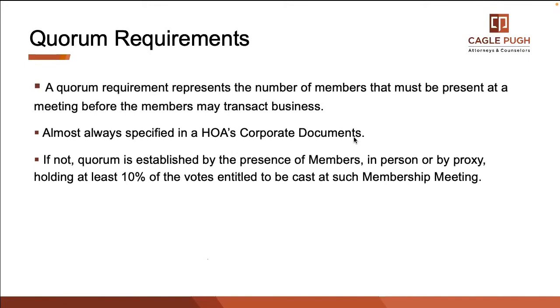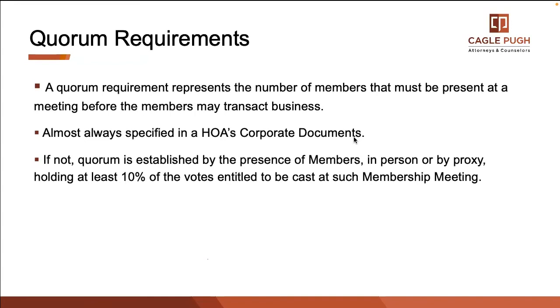All right. So a quorum at an annual or special meeting of the members represents the number of members that have to be present at the meeting before you can transact business. It's almost always specified in your governing documents, and 99% of the time that'll be in the bylaws.